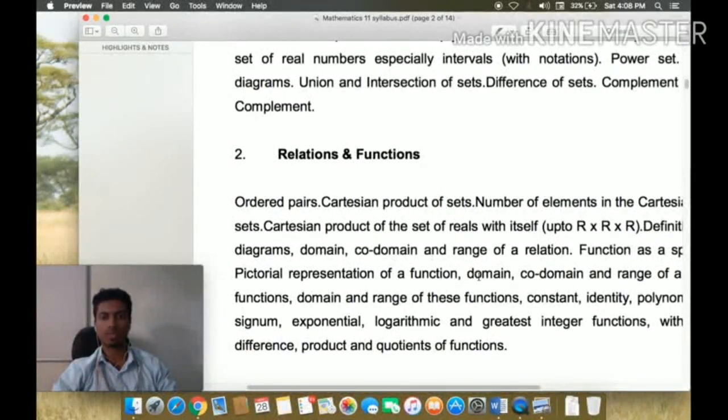Different types of functions we have to study here, like you have done polynomial functions and logarithmic functions in class 10, but now we'll be doing greatest integer functions, exponential functions, product and quotient of functions, etc.